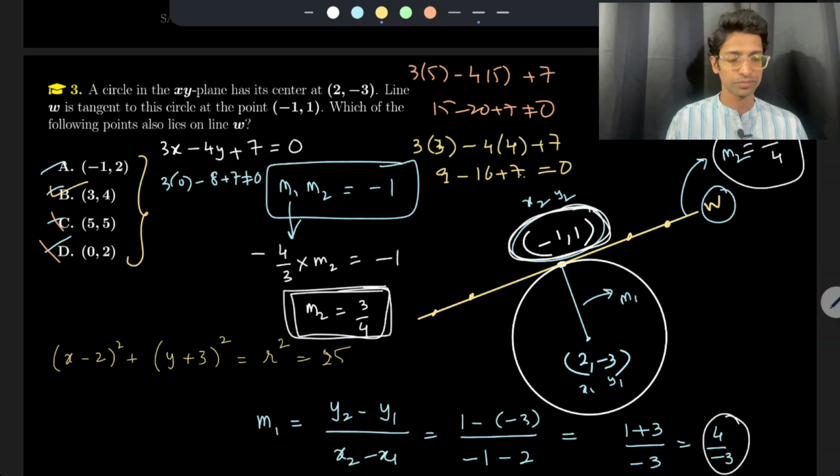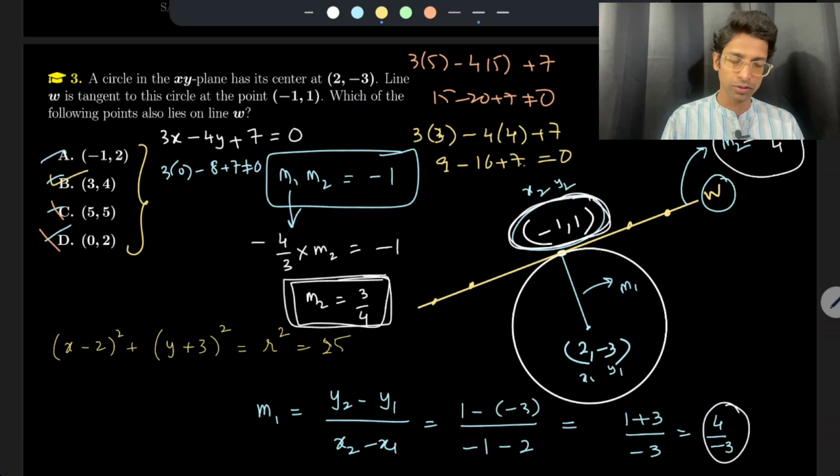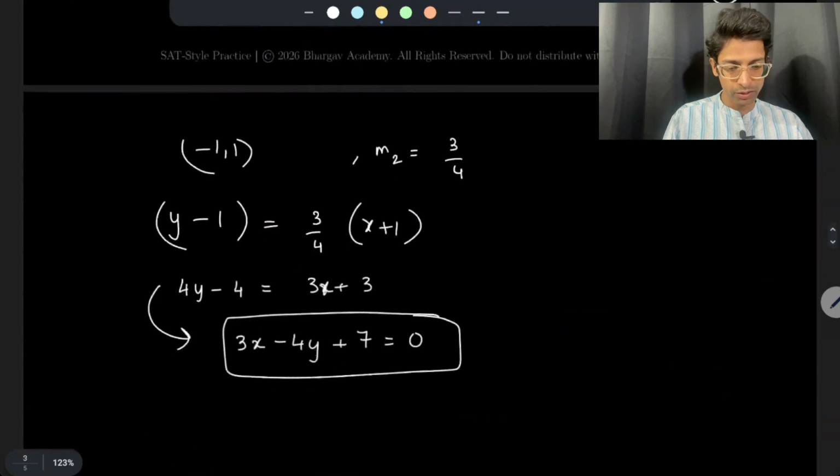So this is the answer. That is how you do the first problem. I know it's a little bit intense, but if you practice this clearly, you will be able to solve this. So let's go to the next problem.